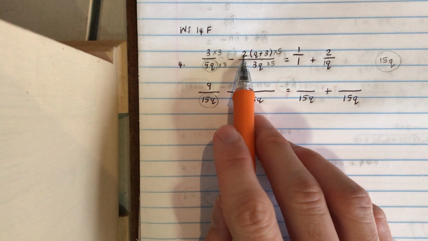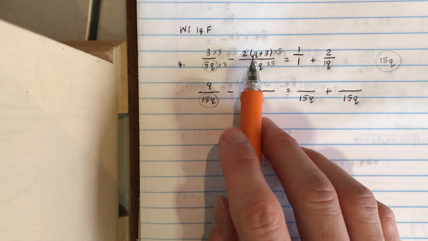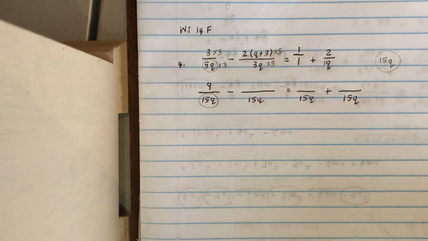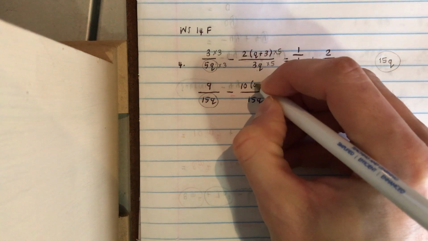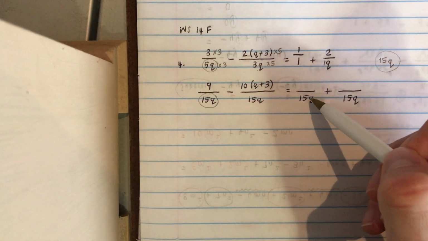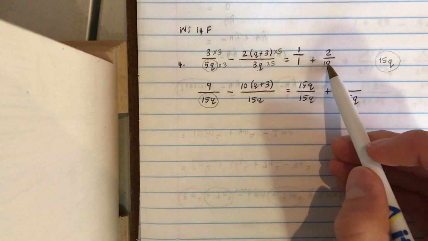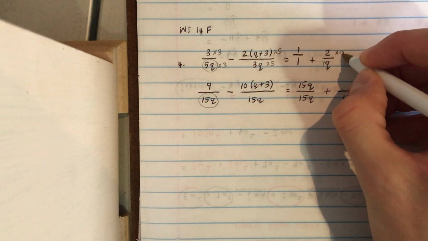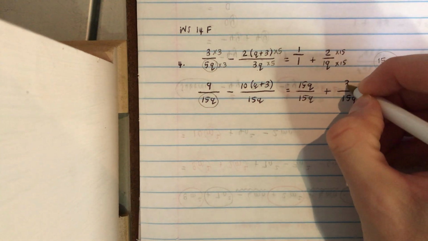Now you can use the distributive law there and calculate it, but I would suggest that you first take that 5 and multiply it with a 2. So then you'll end up with 10 times q plus 3 in brackets. Now from 1 to get to 15q, you just multiply it with 15q, so it's the same. And then 1q to get to 15q, you multiply it with 15, so you also have to multiply your numerator with 15. 2 times 15 is 30.